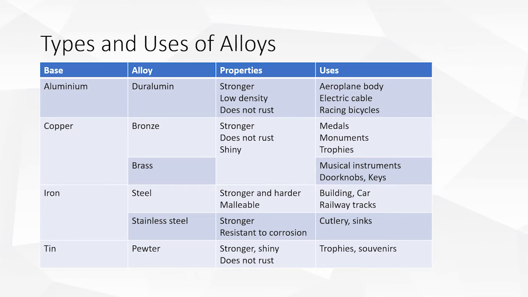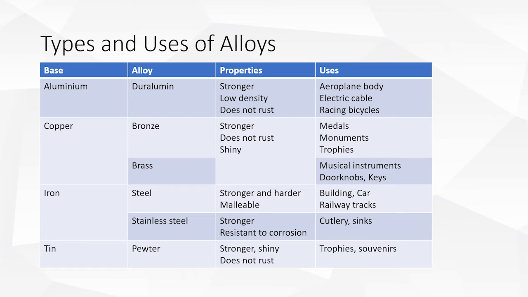Steel and stainless steel have the same base metal, which is iron, but the composition of iron in steel is much higher than in stainless steel. Steel is made by adding carbon to iron, which hardens the iron. It is also known as carbon steel, which has high carbon content with low melting point. So, steel is characterized by its hardness and malleability. This alloy is mainly used for the structure of buildings, bodies of cars, and railway tracks.